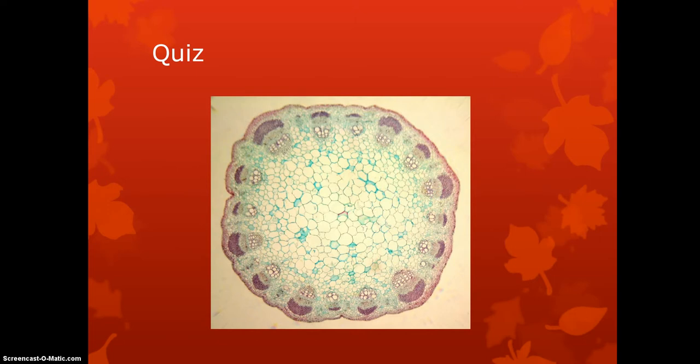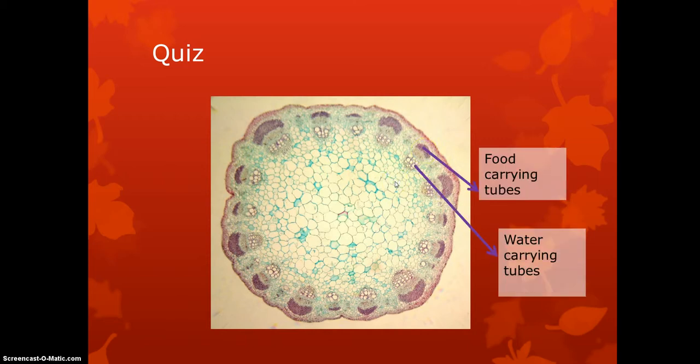Now, this is the cross section of which part of the plant? Did you guess stem? Now, which are the water carrying tubes and which are the food carrying tubes? These are the food carrying tubes and these are the water carrying tubes. Do you get it right?